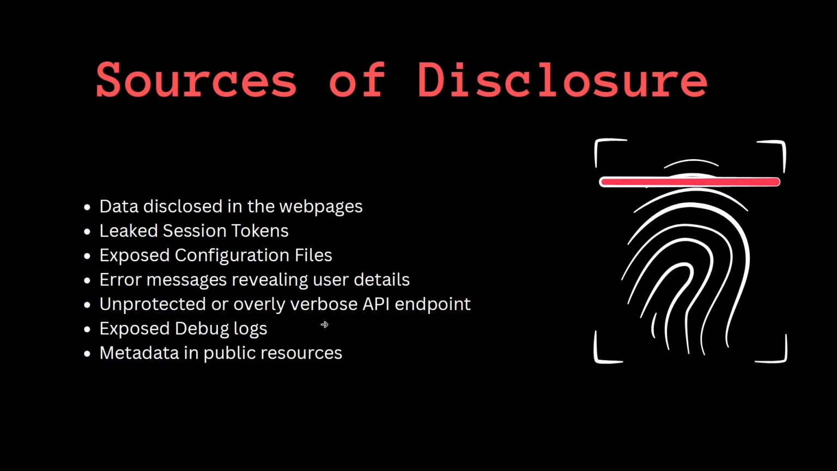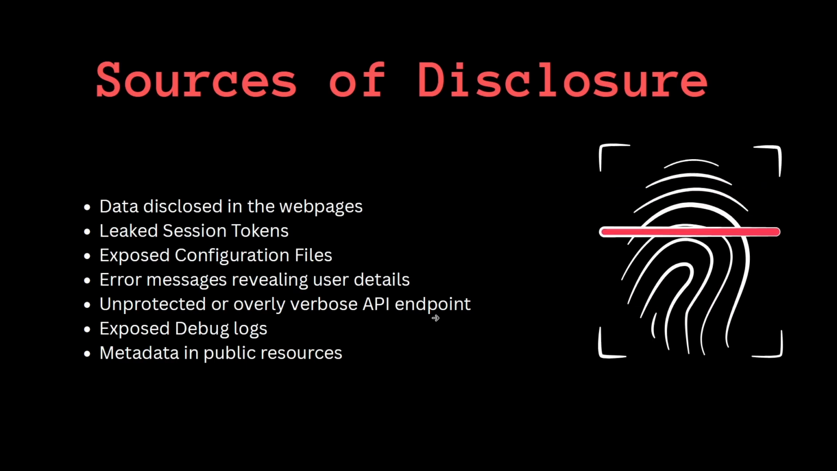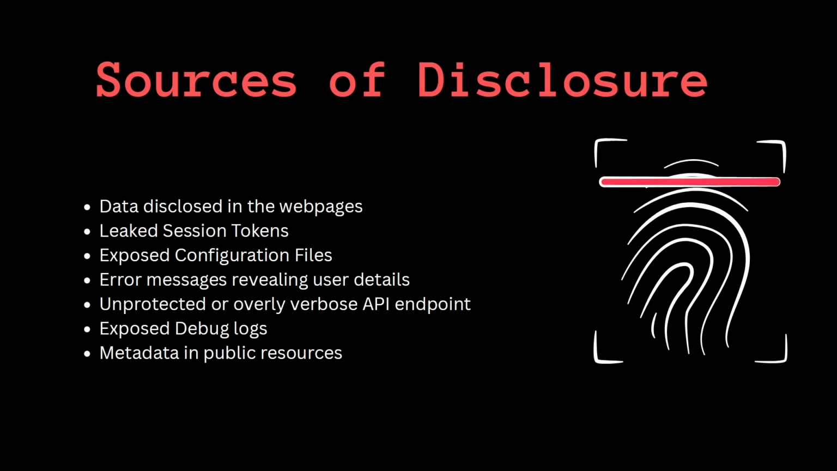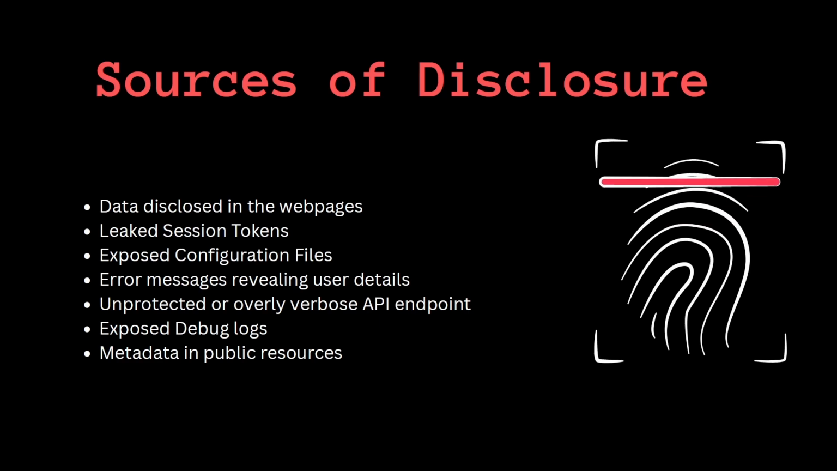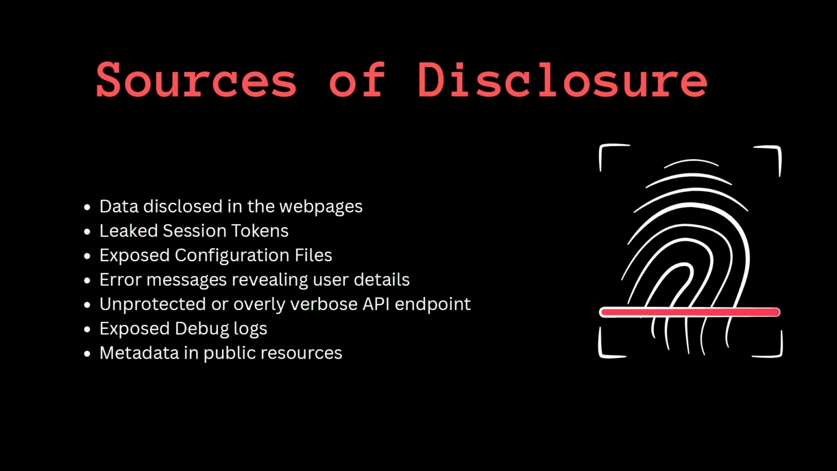Then we have unprotected verbose API endpoints. Endpoints could also leak this information. That's one thing. Then we have debug logs. The logs can sometimes hold an incorrect password and may display the password as well. Then we have metadata in public resources. Of course, suppose you are using GitHub or any other resources, if you are storing the information there, it could be leaked there. So these are the different sources of disclosure of your authentication credentials.